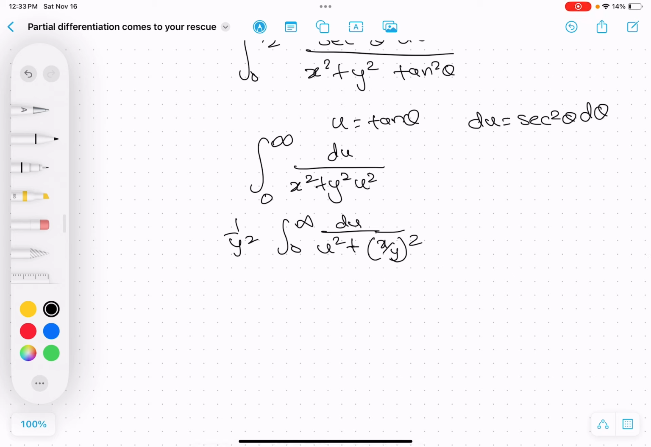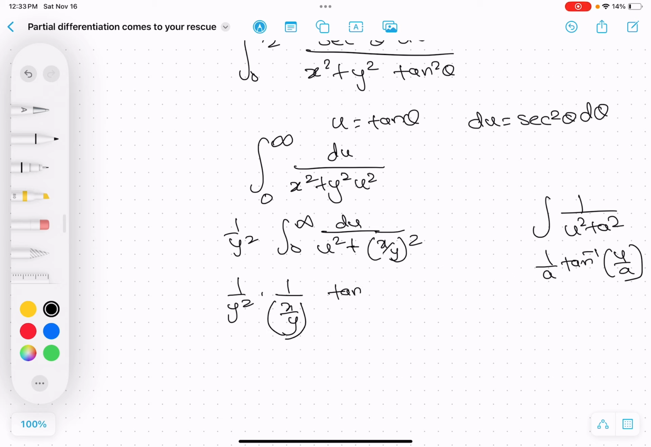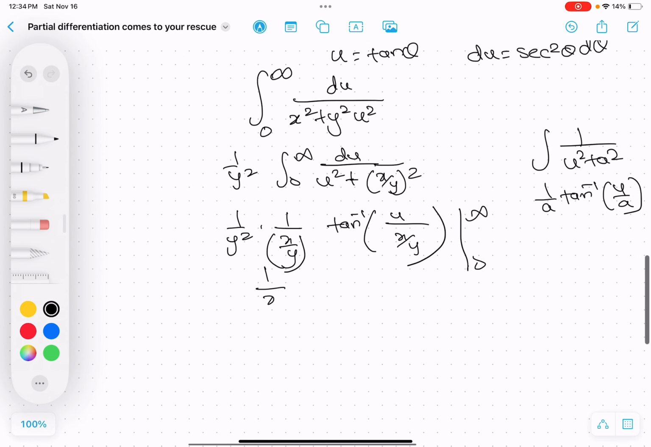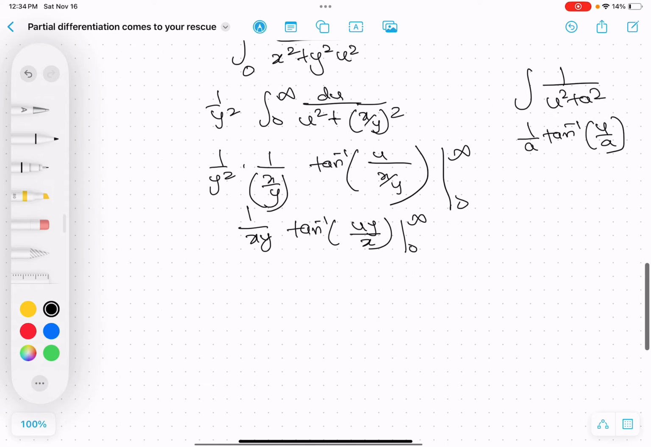Now this is just an integral in the form 1 by u square plus a square, right? And we know that this is just 1 by a tan inverse u by a. So this will be 1 by y square times 1 by x by y tan inverse u divided by x by y, going from 0 to infinity, right? So this will be 1 by xy tan inverse uy by x from 0 to infinity.